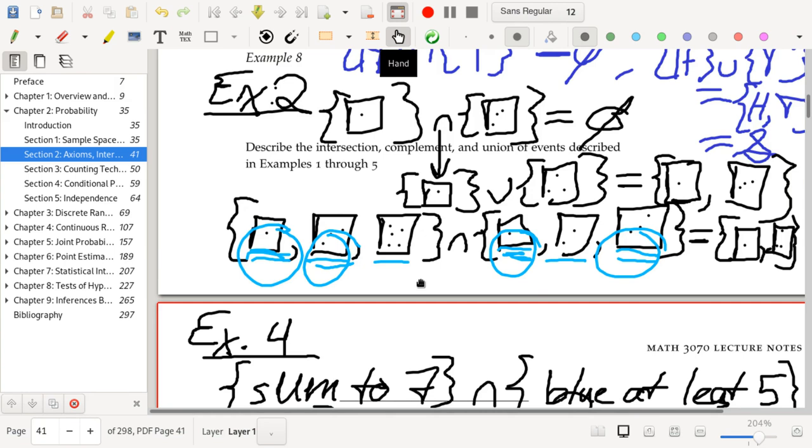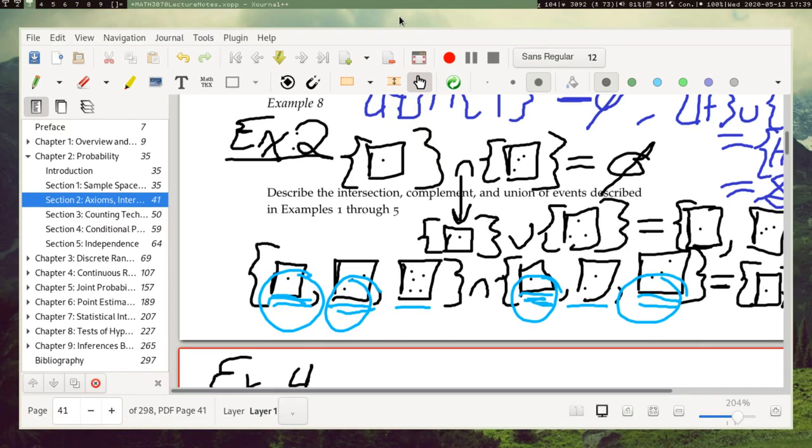All right, so I'm going to leave that for this section, and I will see you in section 2, where we go beyond just talking about some basic set theory and actually start saying what it takes to build a probability model. All right, so I will see you later.